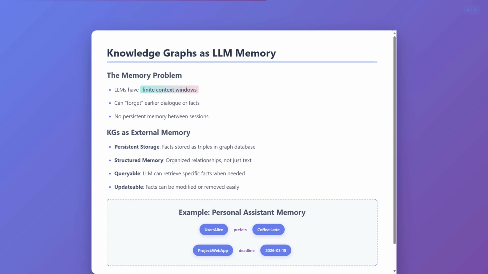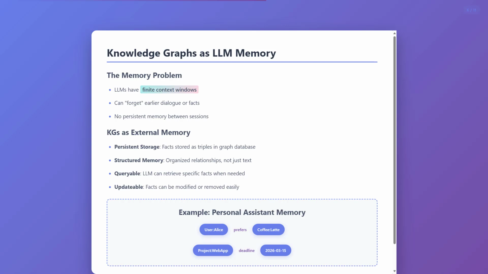Now, let's tackle the big question for AI developers. Why should you care about knowledge graphs when working with LLMs? The fundamental problem is memory. LLMs have finite context windows. Even the largest models can only remember the last few thousand tokens of conversation. They can't recall what you told them yesterday or even earlier in a long conversation. This severely limits their usefulness as assistants or agents.